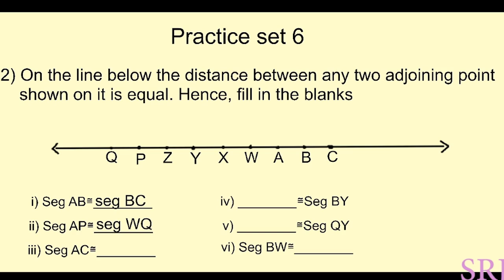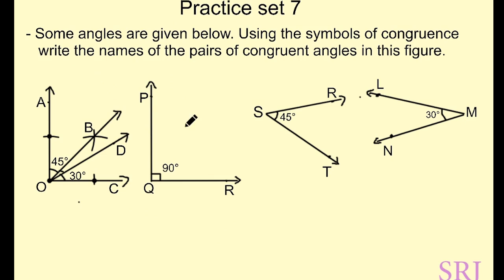The remaining questions are for homework. Practice set 7. Some angles are given below. Using the symbol of congruence, write the names of the pairs of congruent angles in this figure. So, as you all can see, there are 4 figures given over here. And angles are shown in every figure. Here, we have to find out which angle is congruent to which angle.